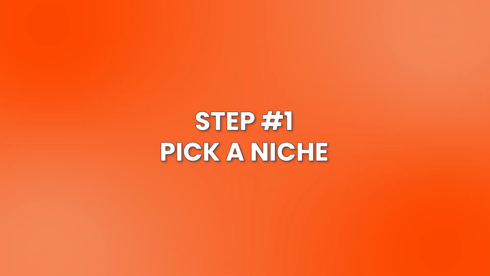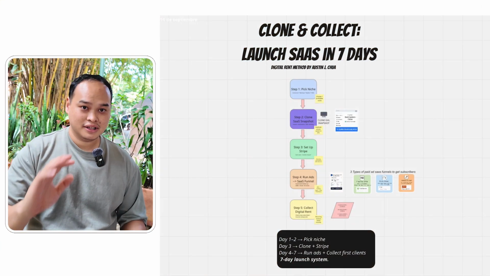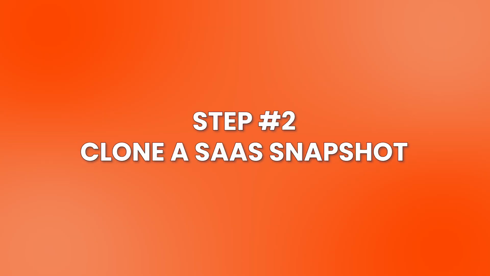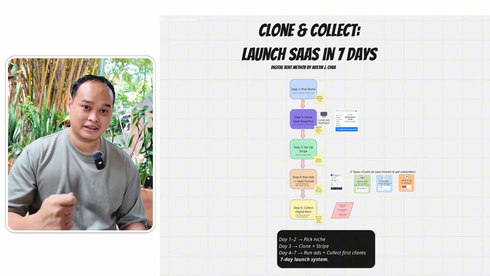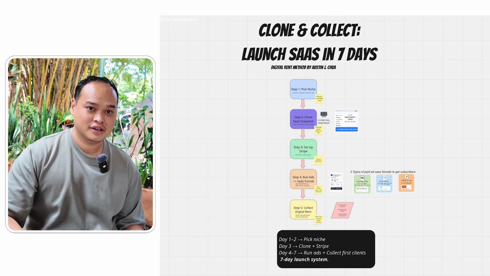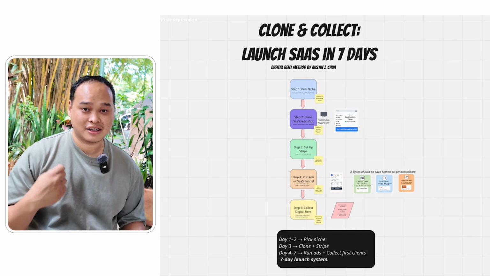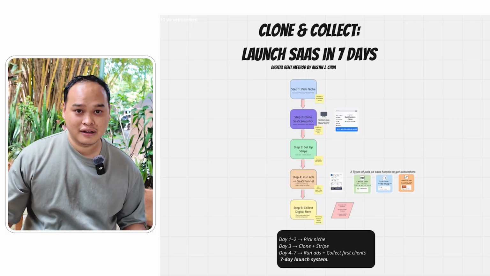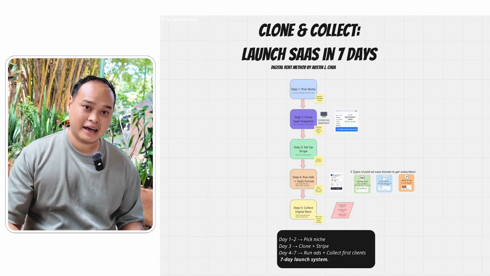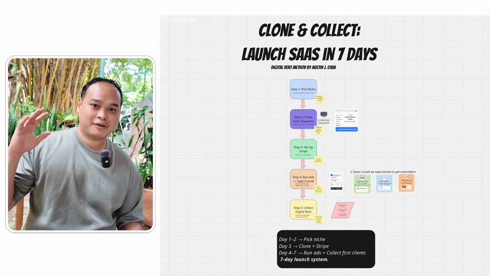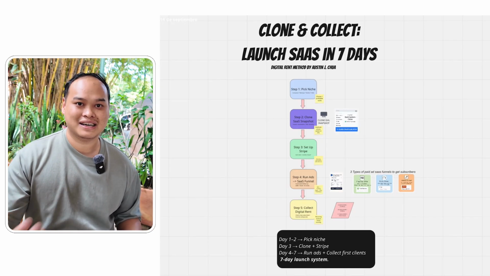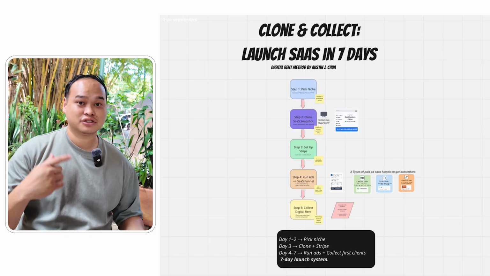Step number 1, pick a niche. This is a big picture. Second is clone a SaaS snapshot. Third is set up Stripe for payments, so you can finally start collecting monthly rent, and set up a checkout page. Then you're going to find a way to collect traffic, whether it's free, organic, or paid traffic. We want to talk about how to run paid ads to a SaaS funnel. And fifth, finally, sit back, relax, and collect digital rent. That's it. 5 steps. Now let's go a little bit deeper.